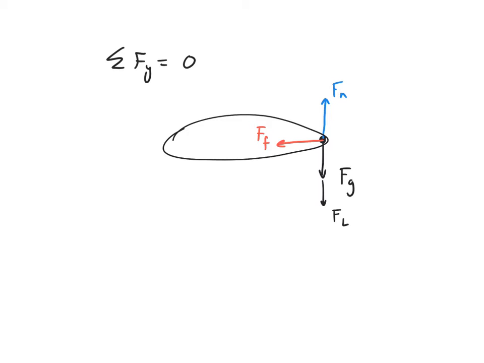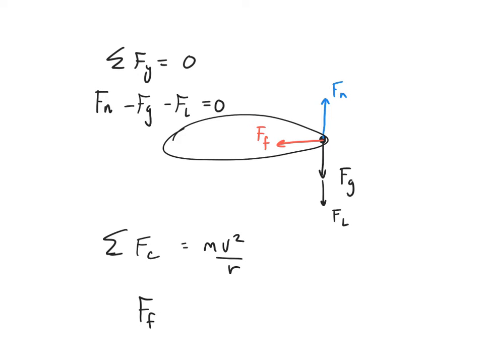So absolutely right. I'm going to do the y direction first, at the top. The y direction looks like this: Fn minus Fg minus Fl equals 0. But as was just said, the sum of the forces acting radially always equals mv squared over r. Well, the only force acting radially, inward, is friction.